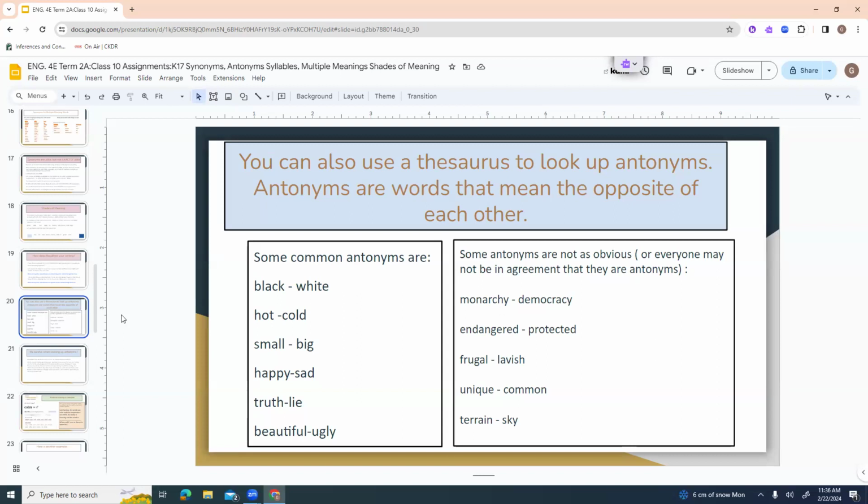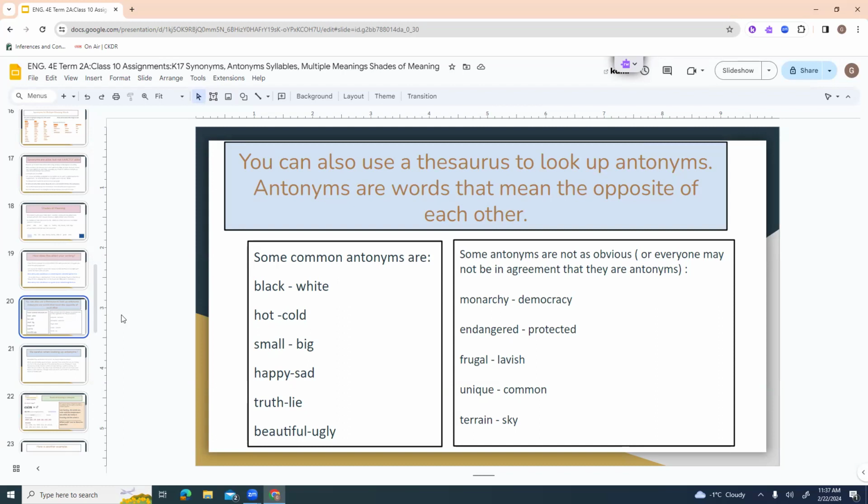However, for words that are more complicated in meaning, sometimes the antonym could be a little bit harder to think of or might even be controversial. So the opposite of monarchy, somebody has as democracy. Someone else might think maybe it should have been anarchy or something. Then the opposite of endangered might be protected. The opposite of frugal might be lavish. The opposite of unique might be common. The opposite of terrain might be sky. Terrain is like the earth. Someone else might have said the water instead.